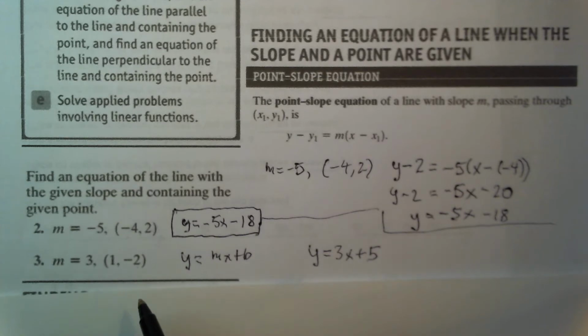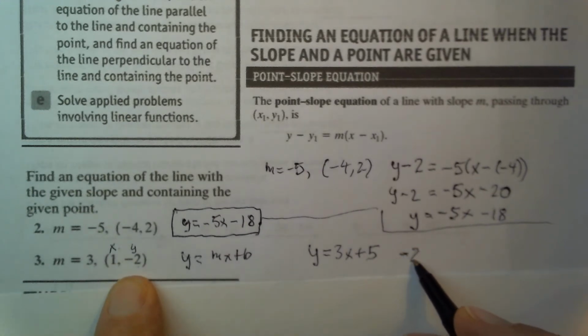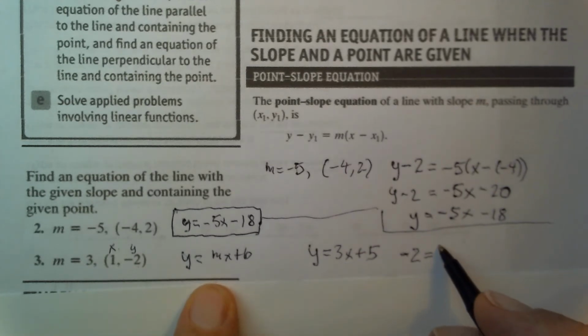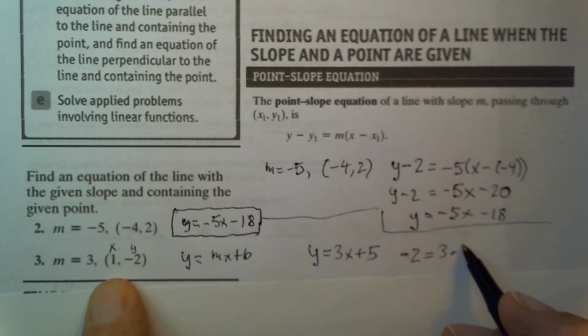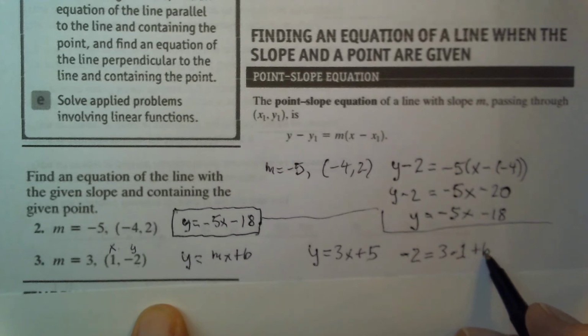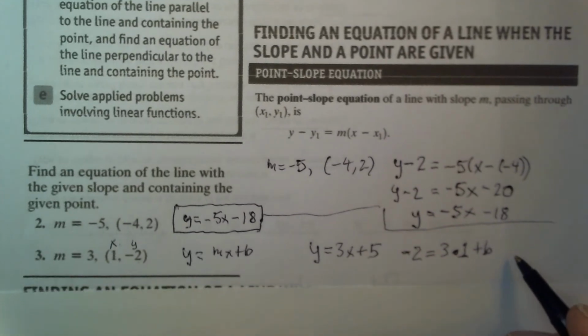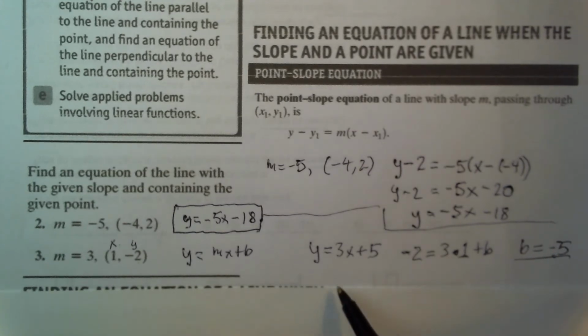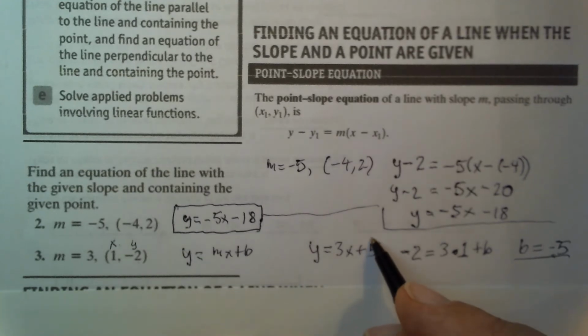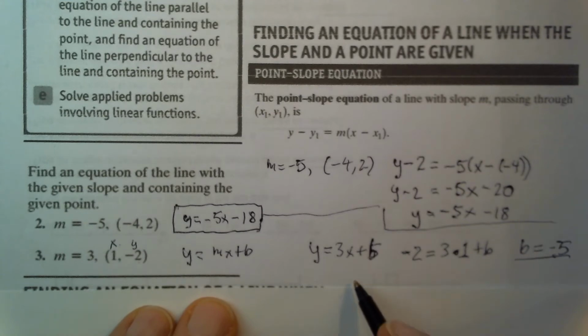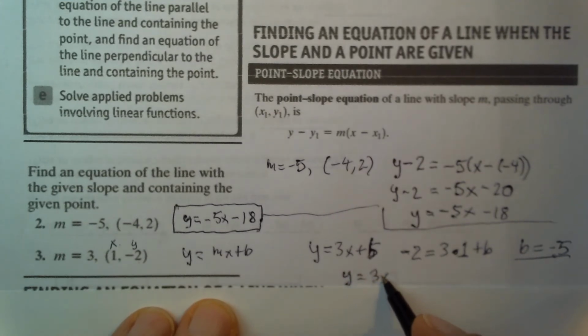So in other words, now we're going to replace x with the number 1 and y with the number -2. So this now becomes -2 equals 3 times 1 plus b, since m is equal to 3 and x is equal to 1. So 3 times 1 is 3, we subtract 3 on both sides, so then b equals -5. So now our equation is, there was a plus b here, sorry about that. So now the equation reads, the solution is y equals 3x minus 5.